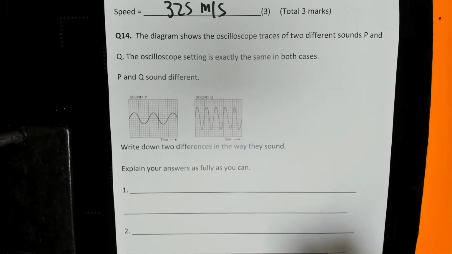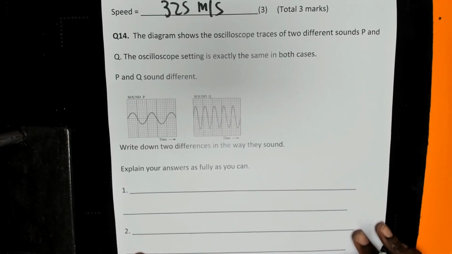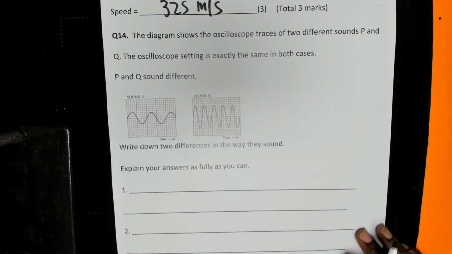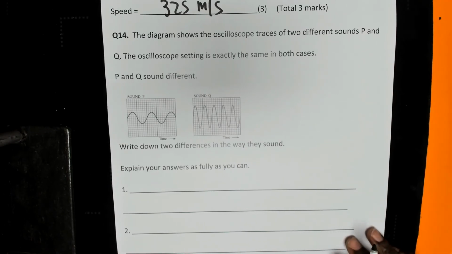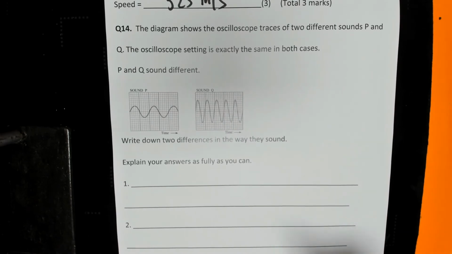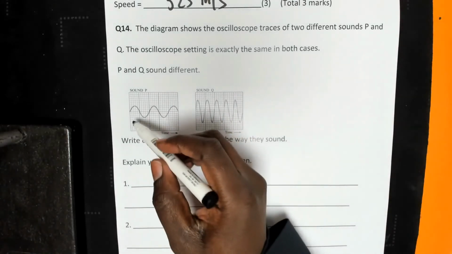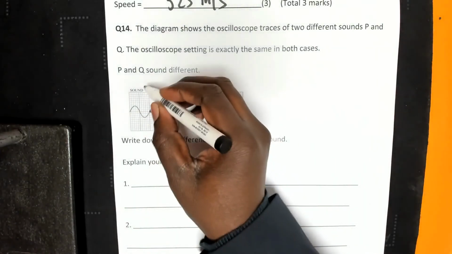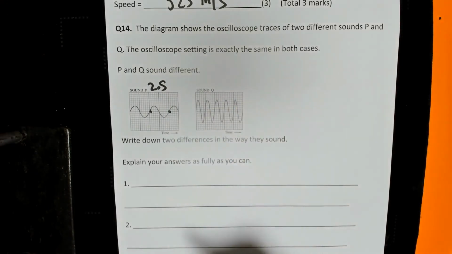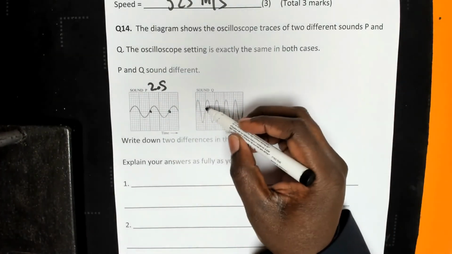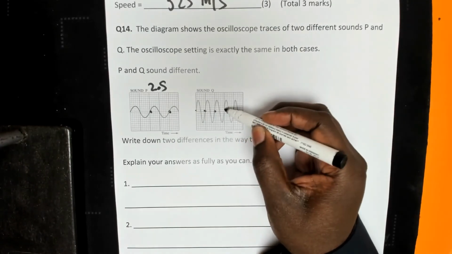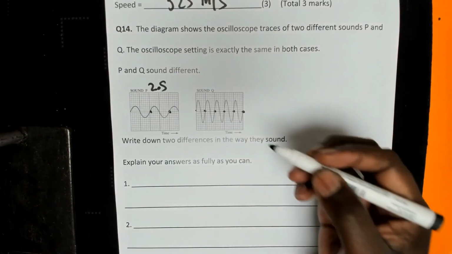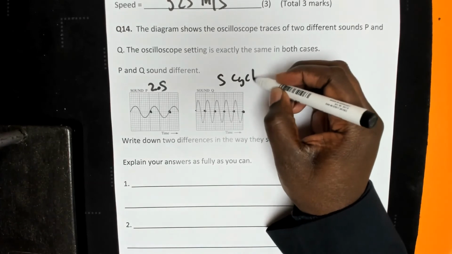This question is asking us to look at the diagram that shows the oscilloscope trace of two different sounds, P and Q. The oscilloscope setting is exactly the same in both cases, so P and Q sound different. Now, what you would realize is that we have one wave, there's 2.5 in terms of complete cycles. And for the second, we have 1, 2, 3, 4, 5 complete cycles.